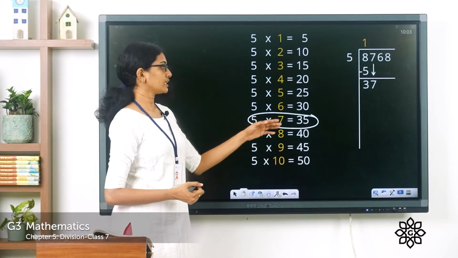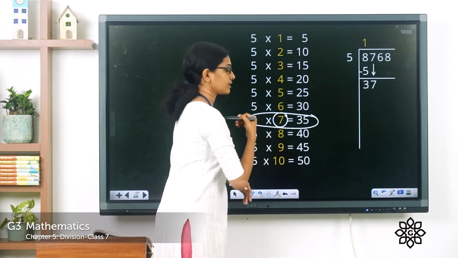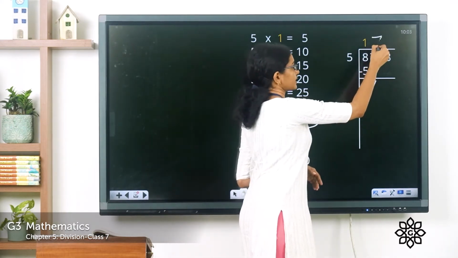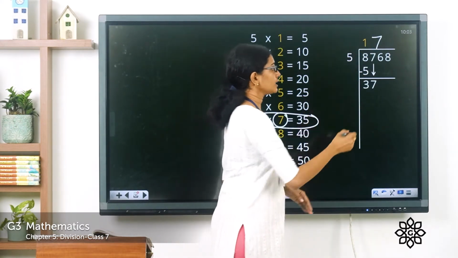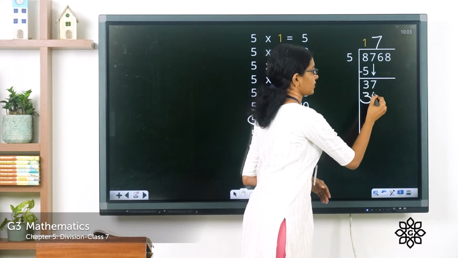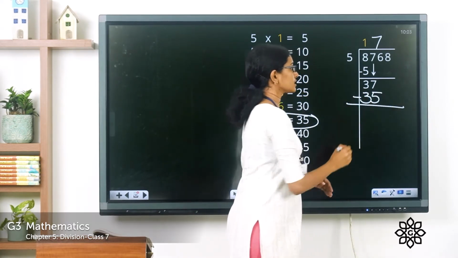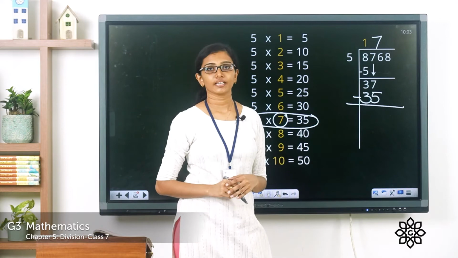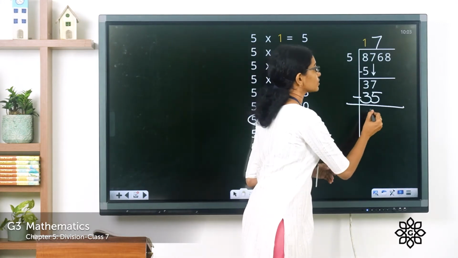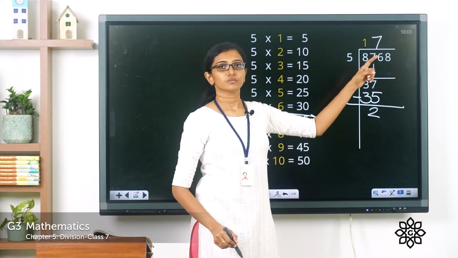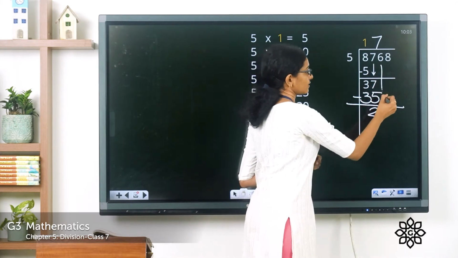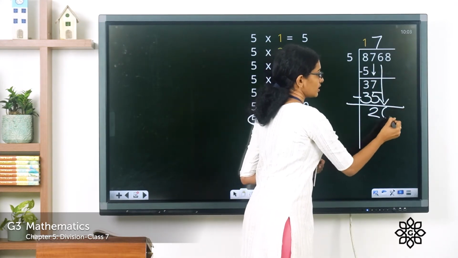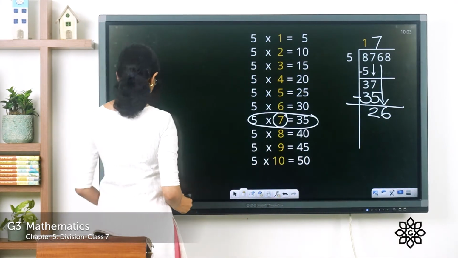So 5 sevens are 35. So let's take this 7 here and write it here. 5 sevens are 35. Now let's subtract the numbers. 37 minus 35, which is equal to 2. Now bring down the next digit, which is the digit 6. Now we have 26 here.